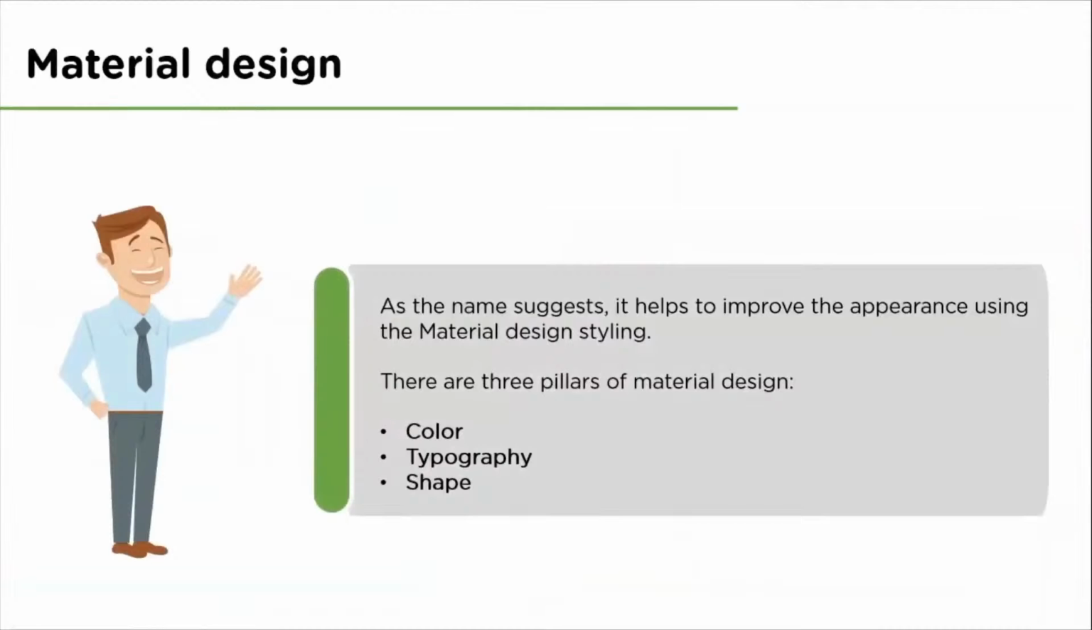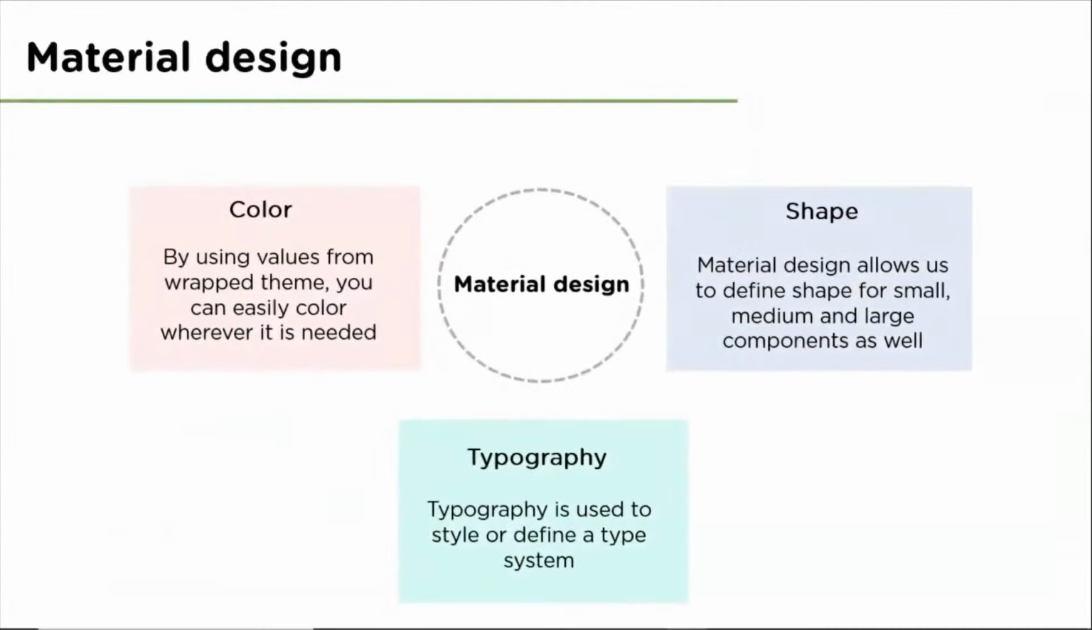As the name suggests, it helps to improve the appearance using the material design styling. There are 3 pillars of material design, which are color, typography, and shape. First is color. By using values from the wrapped theme, you can easily color wherever it is needed.